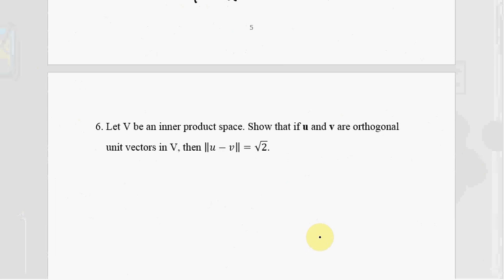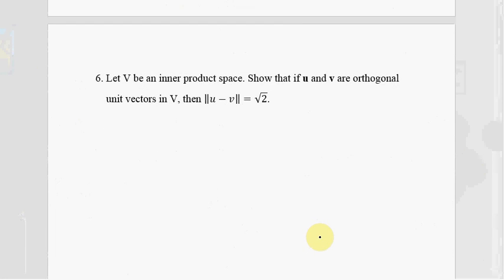Right? The last problem, let V be an inner product space. Show that if U and V are orthogonal unit vectors in V, then the norm of U minus V is equal to the square root of 2. Do you think you can get that? You want to try that on your own? You have any idea? No idea?